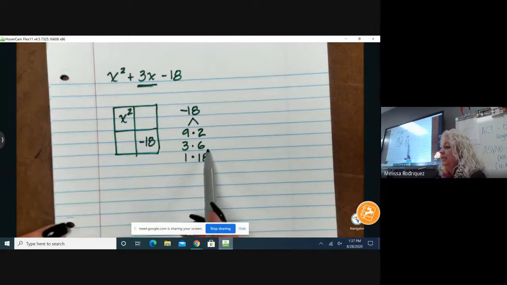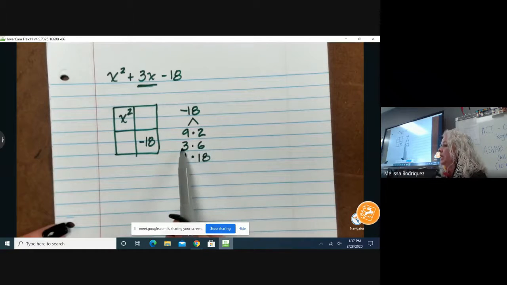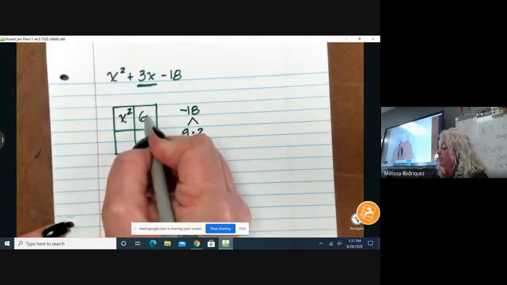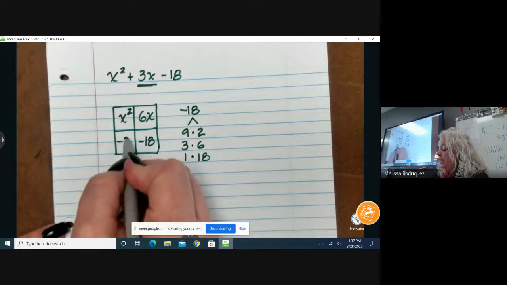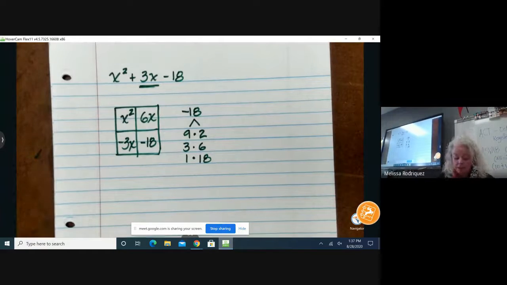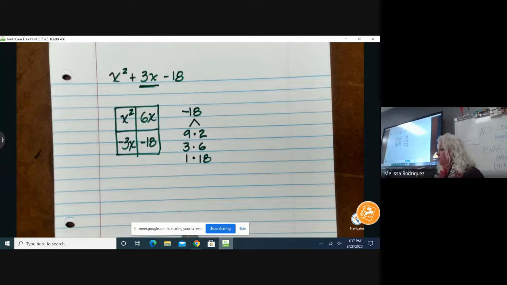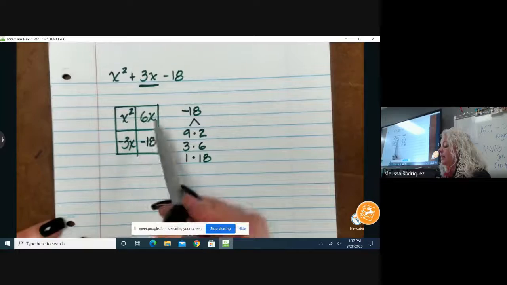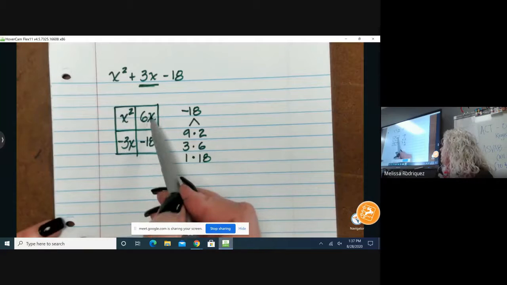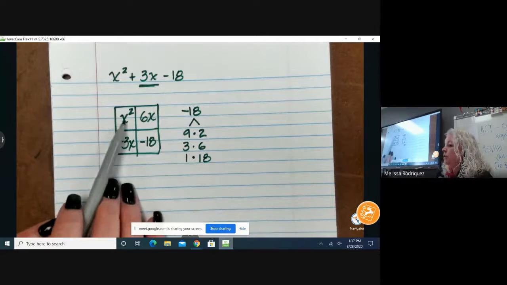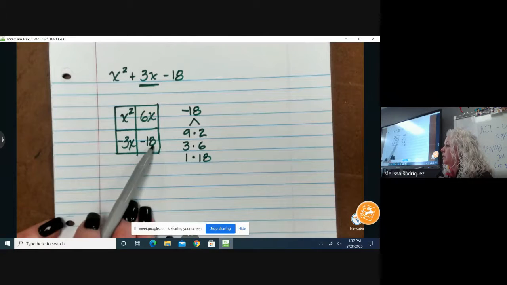3 times 6. Because 6 minus 3 is 3. And it's positive, correct? So it needs to be positive 6 minus 3. It needs to be where the negative is on the smaller number. Questions so far? Okay, and this order doesn't matter. I could have put the negative 3x up here and the 6x down here. Doesn't matter. What matters is first term, first box, last term, last box.